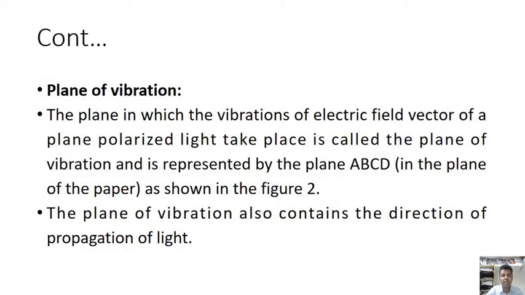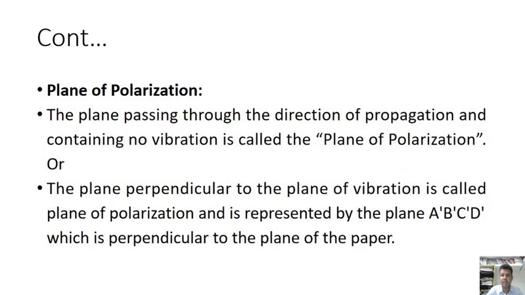Next, the plane of vibration also contains the direction of propagation of light. The plane of vibration contains the direction of propagation of light. It decides which direction it will go. So plane of polarization: the plane passing through the direction of propagation and containing no vibrations is called the plane of polarization.